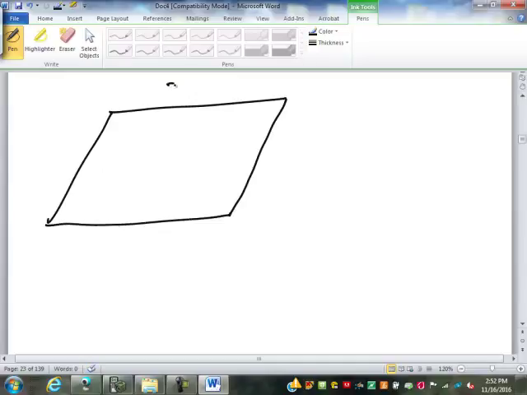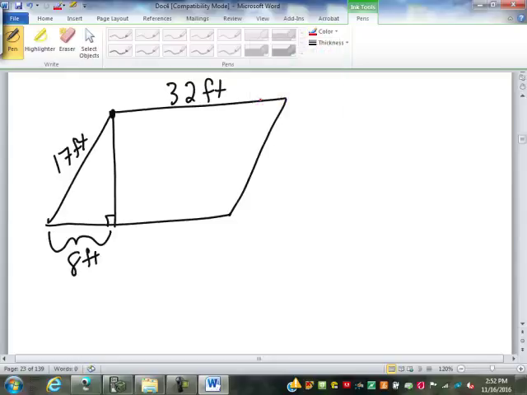So if I look at something like this, let's say this is 32 feet long, and I tell you that this is 17 feet, and I draw this straight down from this corner to a right angle, and I tell you that this here is 8 feet. If I wanted to find the area of this parallelogram, I would use the 32 feet. Then I'd also have to know that height. Those are the two dimensions I would multiply to find its area.